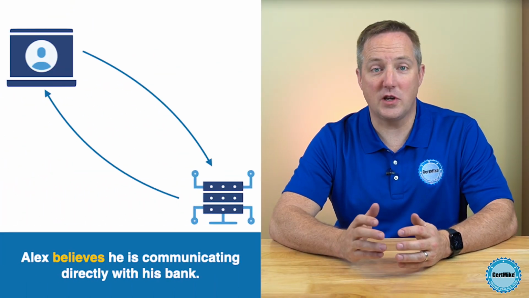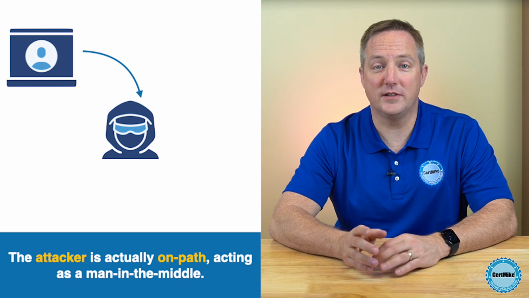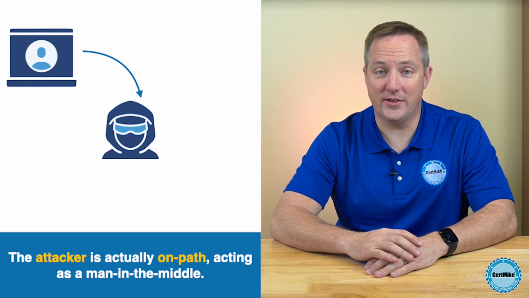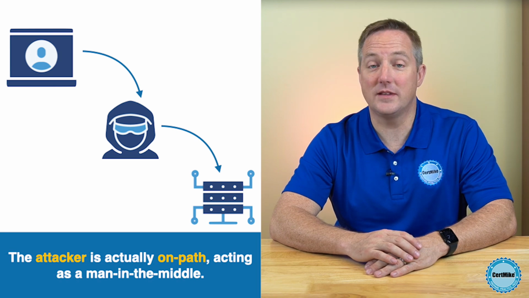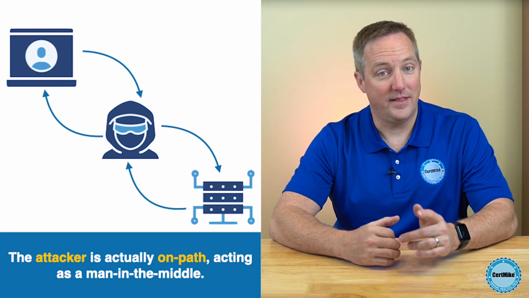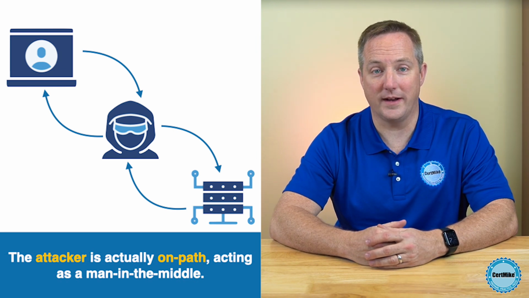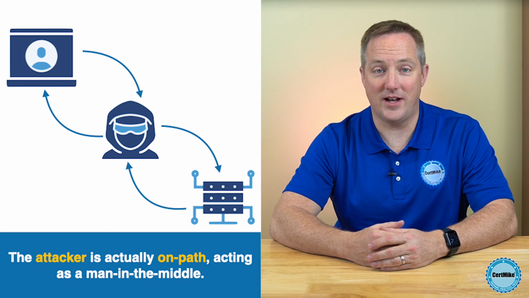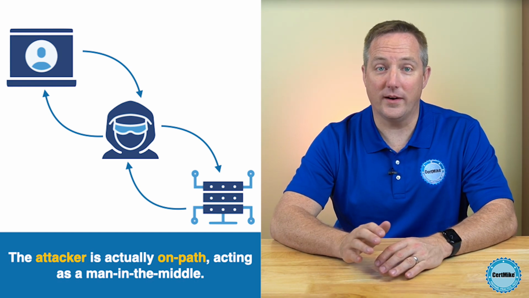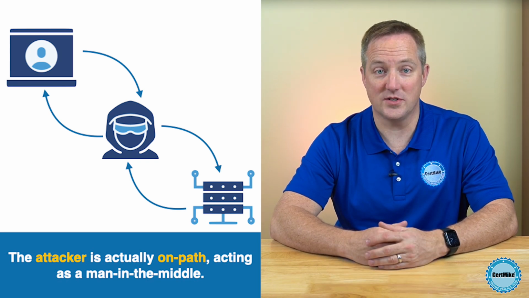When Alex begins communicating with what he believes is his bank, his traffic is actually directed to the attacker's rogue access point. The attacker intercepts Alex's requests and then forwards them to the legitimate bank server, acting as an intermediary. This setup allows the attacker to see all of Alex's communications with the bank, including sensitive data like login credentials. Simultaneously, the bank is unaware that the attacker is relaying and potentially altering Alex's messages.